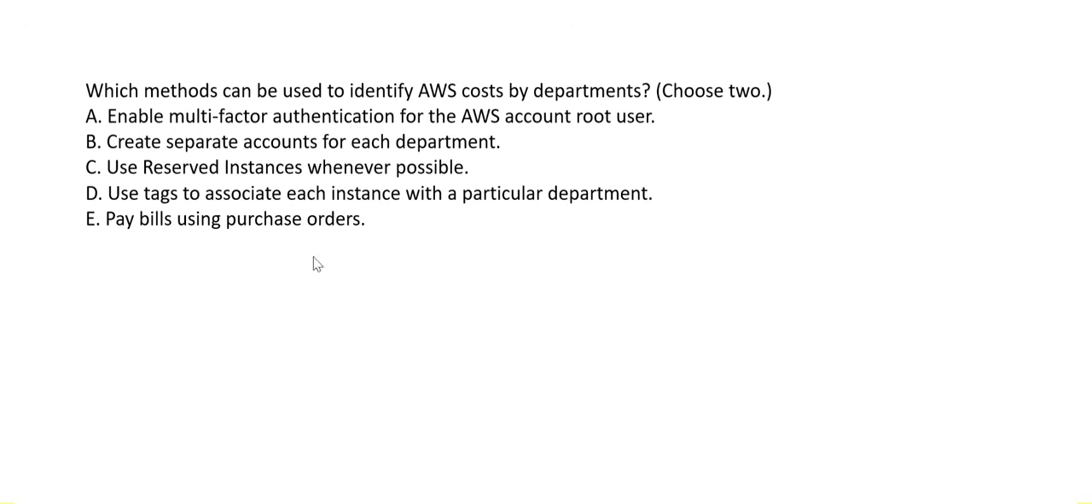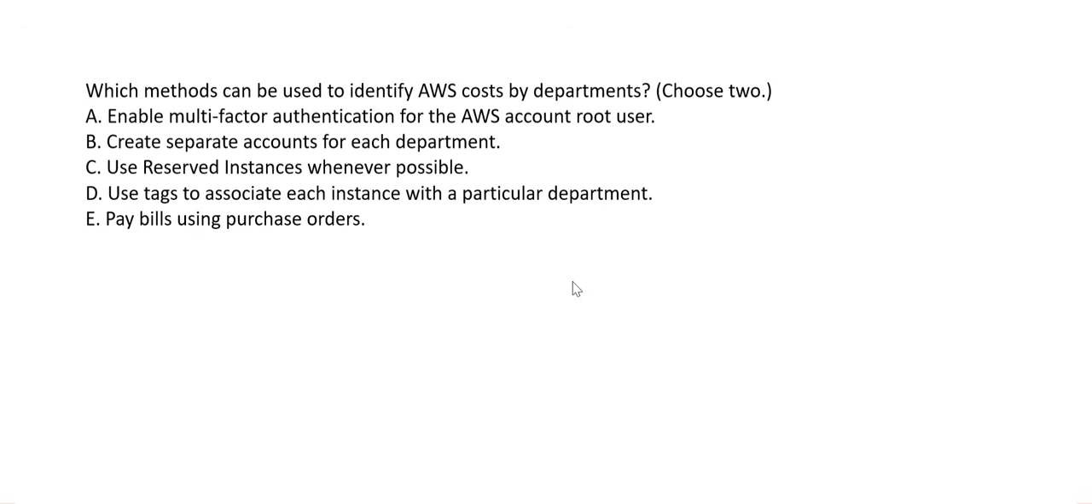Let's look at this one. Which methods can be used to identify AWS costs by departments? Okay, so identify AWS costs by department. For example, you have a consolidated billing and you want to understand for each department what was the cost. So how would you do that?